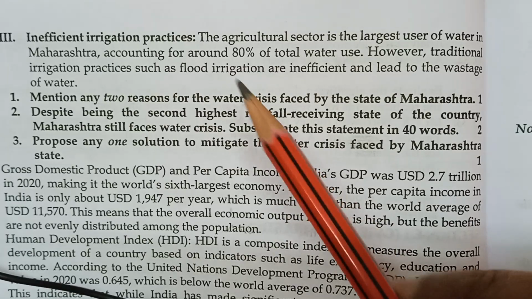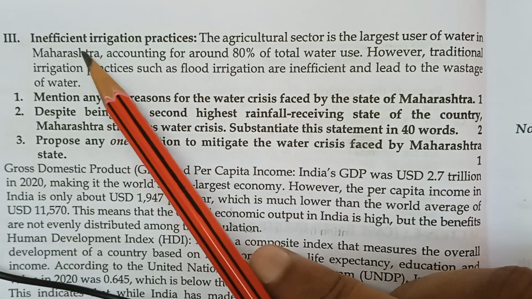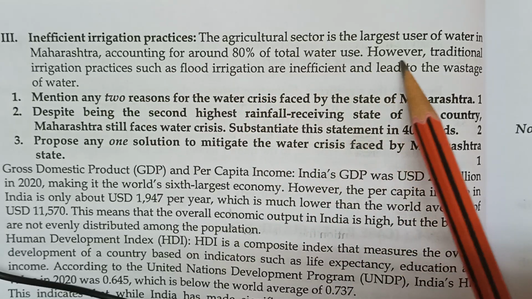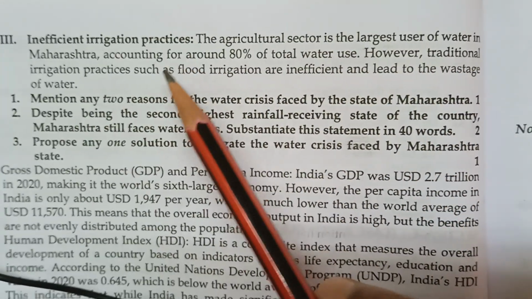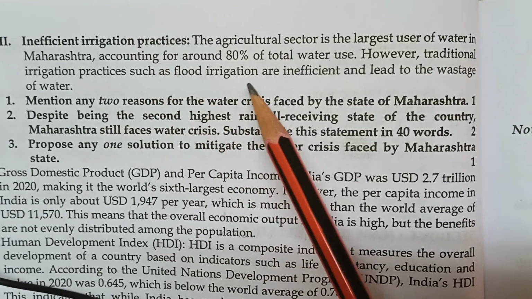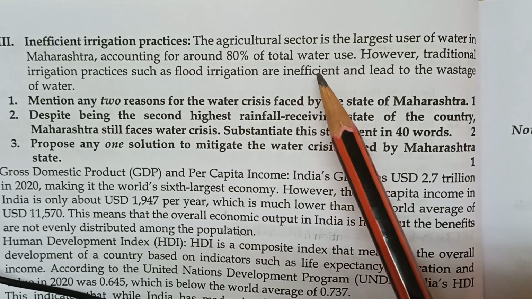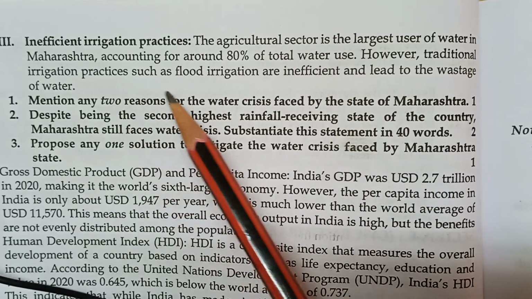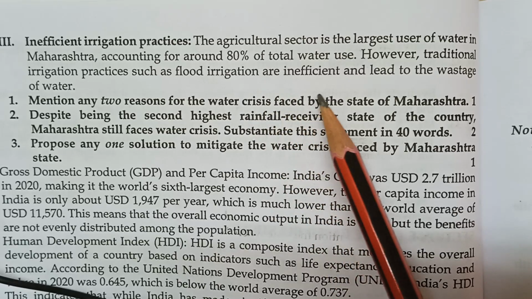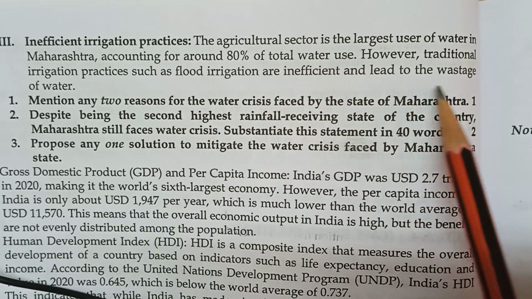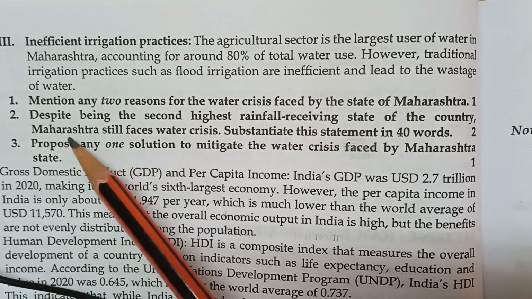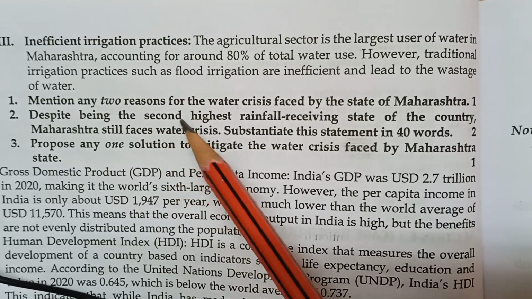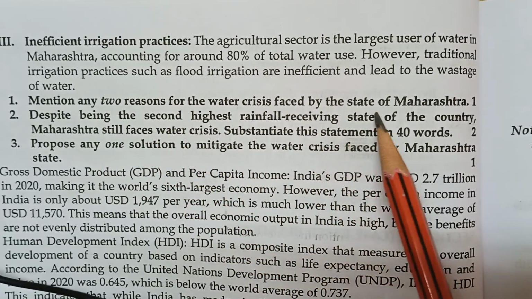So the third one given here is inefficient irrigation practices. The agricultural sector is the largest user of water in Maharashtra, accounting for around 80% of total water use. However, traditional irrigation practices such as flood irrigation are inefficient and lead to the wastage of water. So you have to answer this. It's given: mention any two reasons for the water crisis faced by the state of Maharashtra.